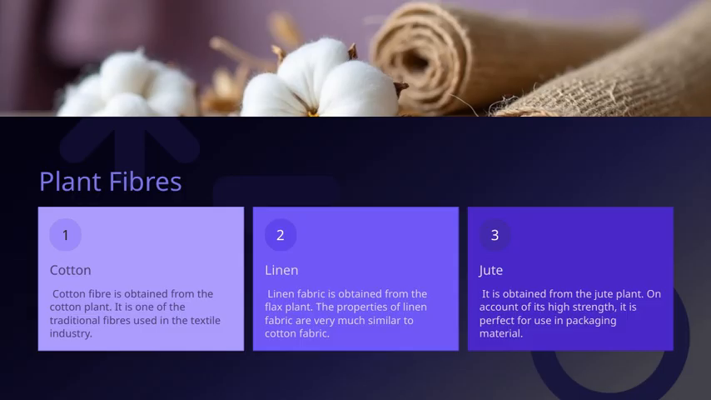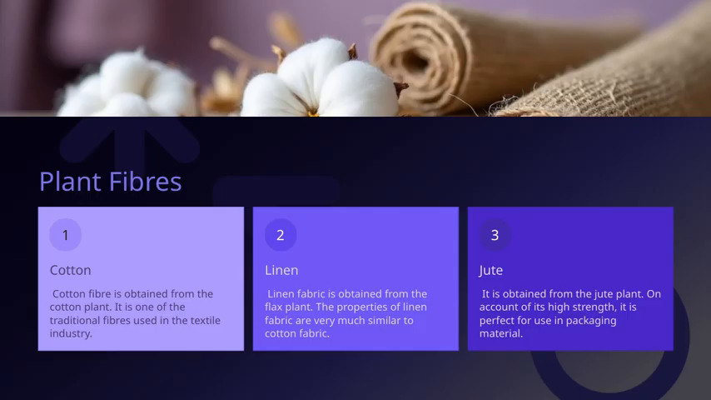Linen fabric comes from the flax plant. Interestingly, its properties are very similar to cotton, which means it's also quite comfortable and durable. Linen is often chosen for its coolness and crisp feel, especially in warmer climates.